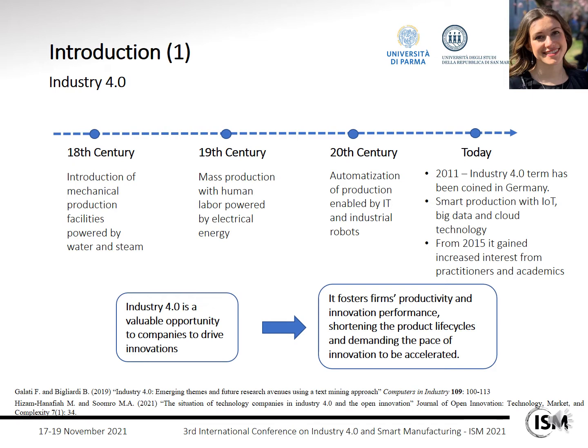Then the second revolution occurred the following century, and it was characterized by the emergence of mass production. So it was made possible by a combination of human labor and electrical energy. The third one, instead, occurred in the 20th century, and it took the form of automatization. So in this case, it was enabled by the IT and by industrial robots. Thus, the term Industry 4.0 arrived after these three revolutions, and in particular it gained increased interest starting from 2015.